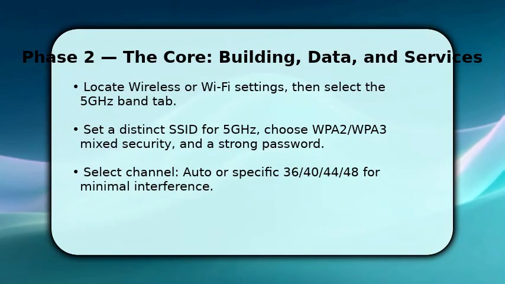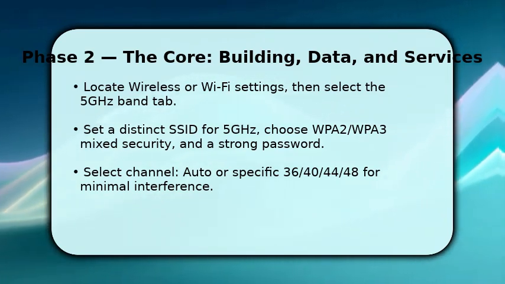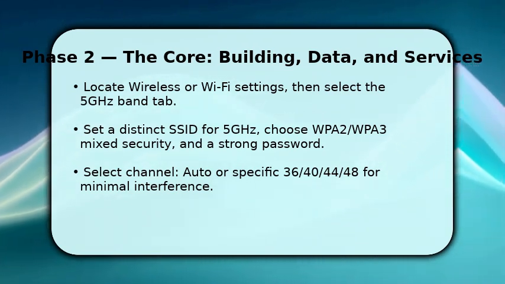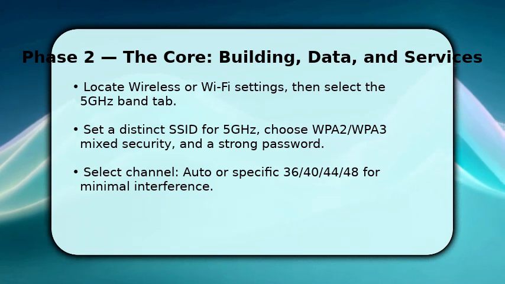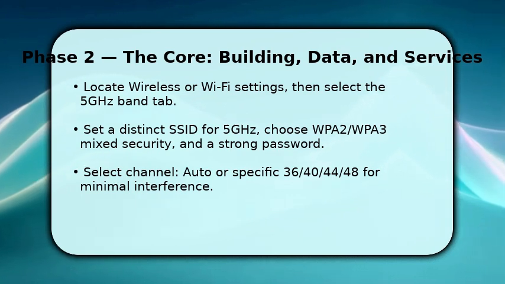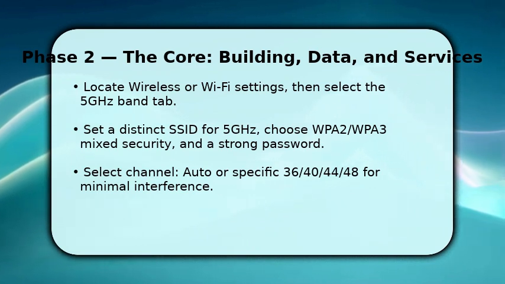You now find the Wi-Fi or wireless section and switch to the 5 GHz tab. This is where you enable the band. Next, set a clear SSID that differs from the 4 GHz name so devices choose the faster band deliberately. Choose WPA2 or WPA3 mixed security and enter a strong passphrase. This protects throughput and devices.